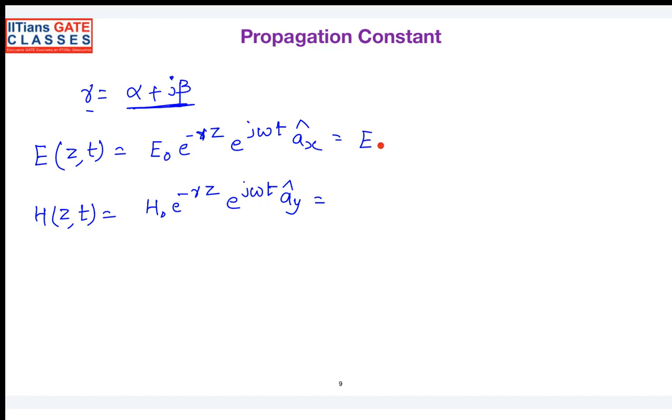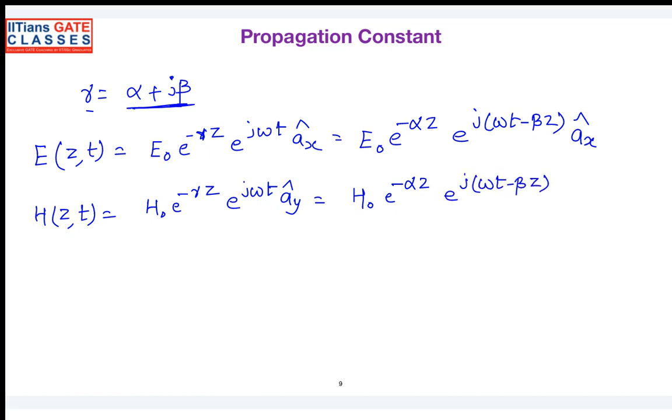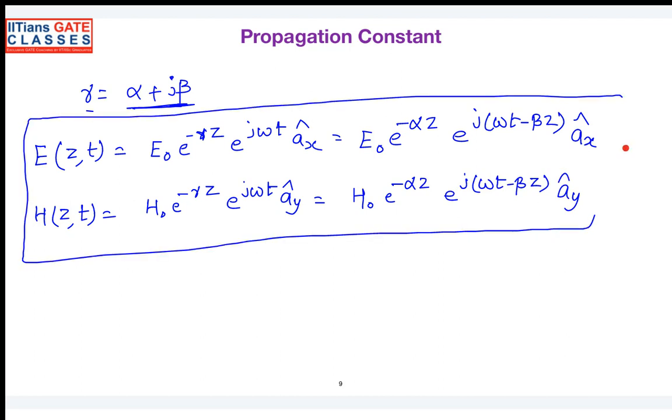E naught e power minus alpha z e power j omega t minus beta z. You can verify that. Similarly, H naught e power minus alpha z e power j omega t minus beta z in the y direction. I was just replacing gamma with alpha plus j beta. Putting the real part alpha, you get E naught e power minus alpha z, and the imaginary part j beta z I clubbed together with omega t.